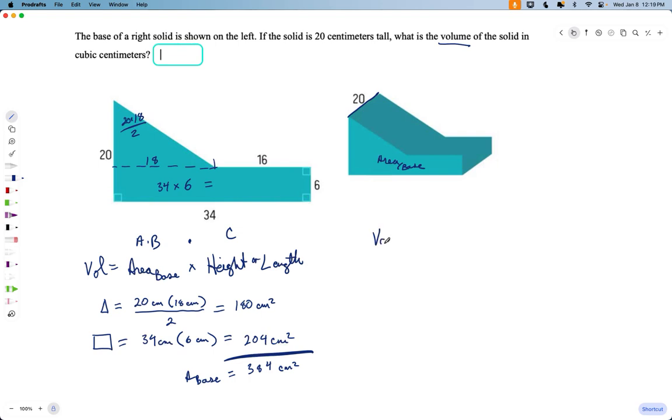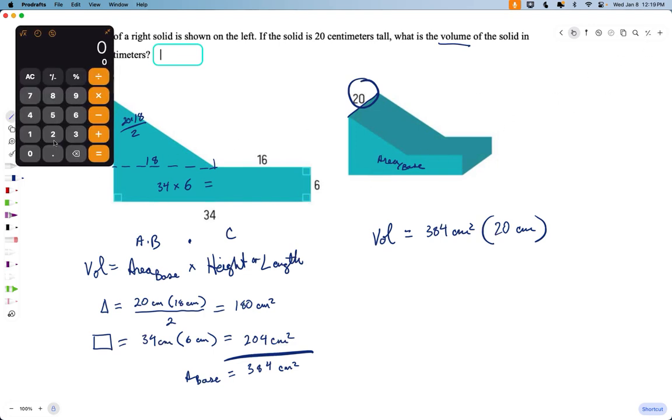So now for volume, all we have to do is say 384 centimeters squared times the height here, 20 centimeters. So calculators please, because that's a really big number. 384 times 20, 7,680 centimeters cubed. That would be your answer.